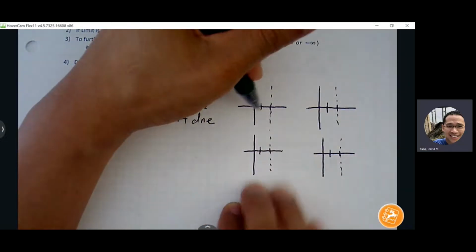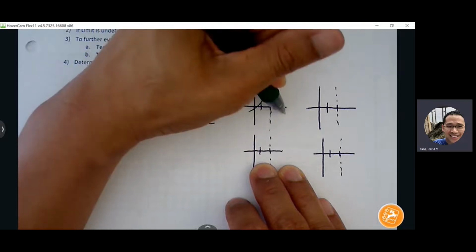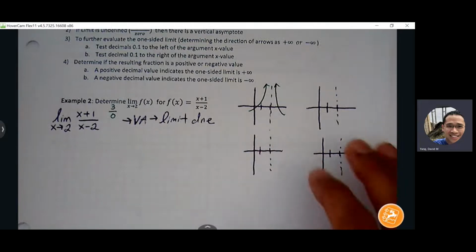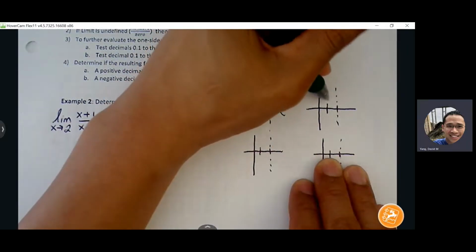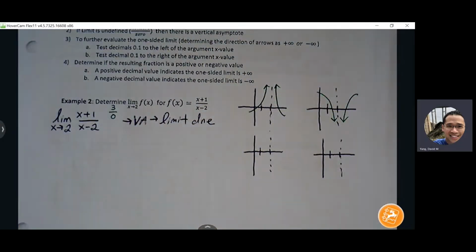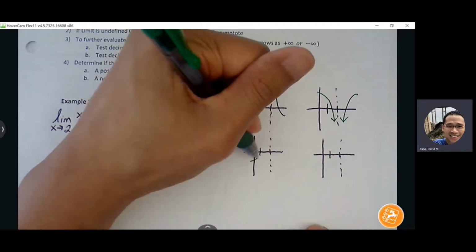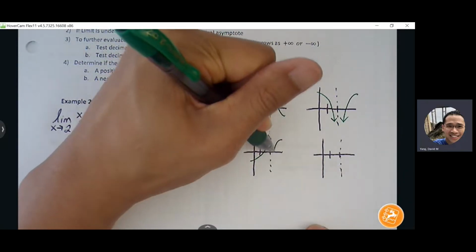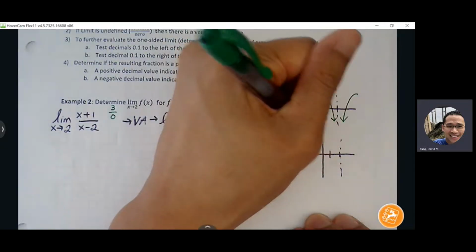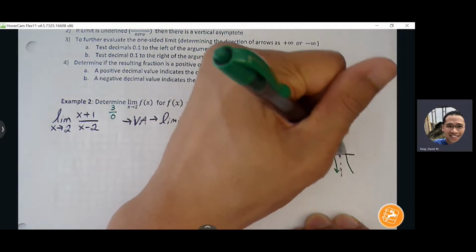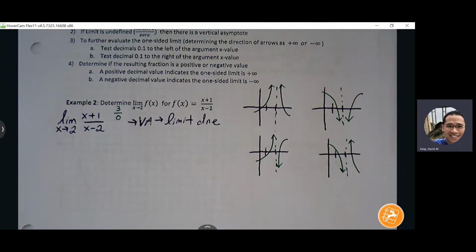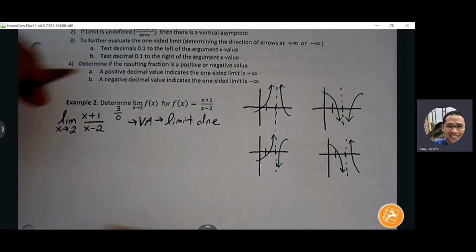Either the graph could be going towards infinity from both sides of 2. It's also possible that the graph could be both going down as we approach 2. It's possible as well that one could be going up and the other going down. And then vice versa, maybe from the left is going down and from the right is going up. So we're going to try to decipher between these 4 by looking at one side of the limit.